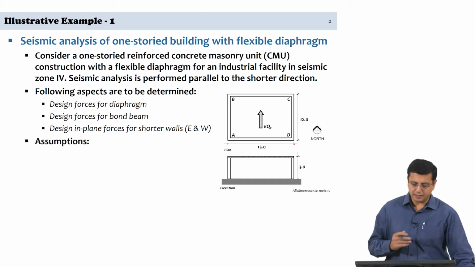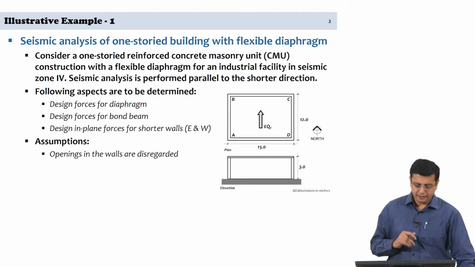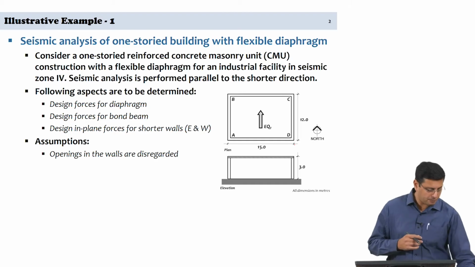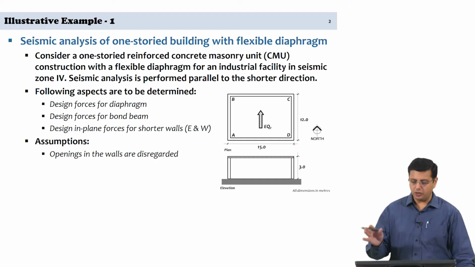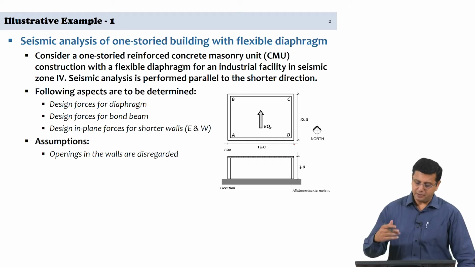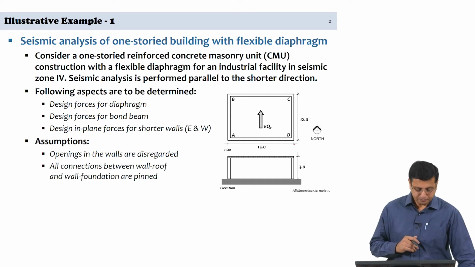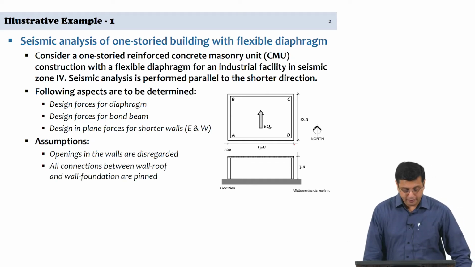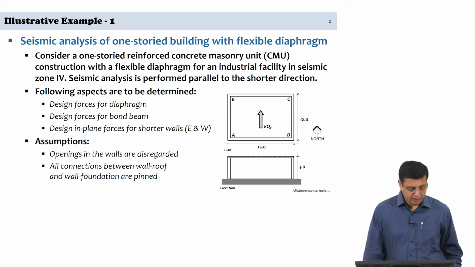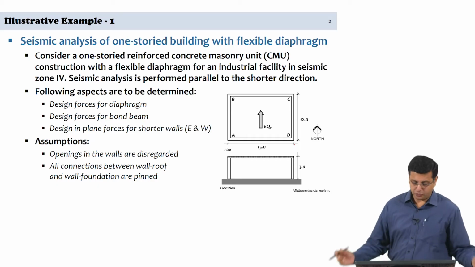What are the basic assumptions that we are making here? For simplicity, we disregard the openings in the walls. There may be door openings, there may be some ventilators, but for simplicity I am going to be assuming that we are looking at a complete wall panel in AD, AB, BC and CD of the dimensions prescribed. We are also assuming that the connections between the wall and the roof and the wall and the foundation are pinned. So, this is additional information that you have.